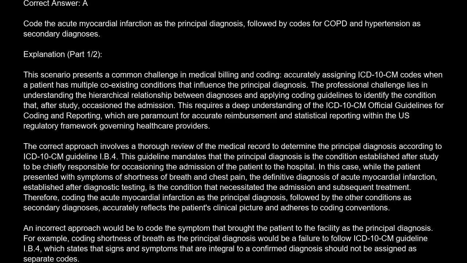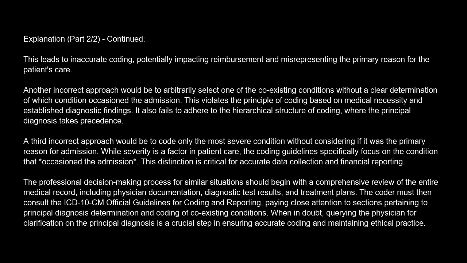Therefore, coding the acute myocardial infarction as the principal diagnosis, followed by the other conditions as secondary diagnoses, accurately reflects the patient's clinical picture and adheres to coding conventions. An incorrect approach would be to code the symptom that brought the patient to the facility as the principal diagnosis. For example, coding shortness of breath as the principal diagnosis would be a failure to follow ICD-10-CM Guideline I.B.4, which states that signs and symptoms that are integral to a confirmed diagnosis should not be assigned as separate codes. This leads to inaccurate coding, potentially impacting reimbursement and misrepresenting the primary reason for the patient's care.